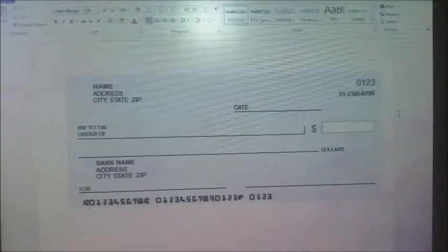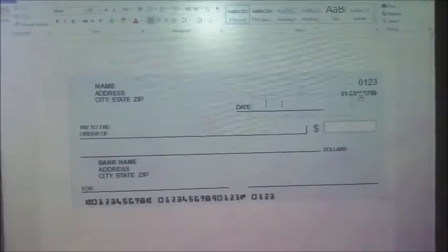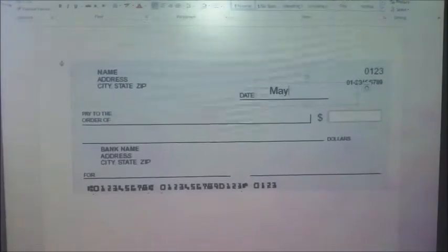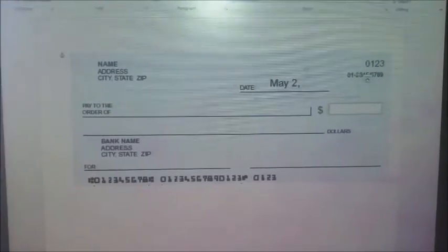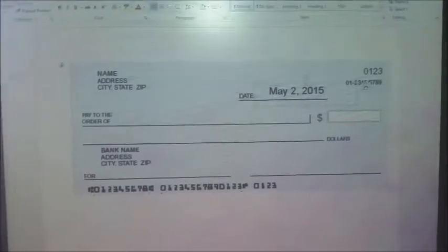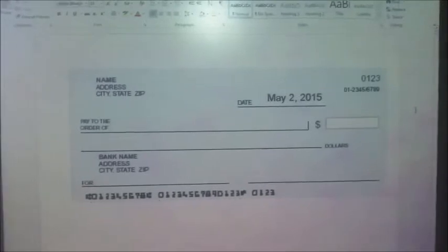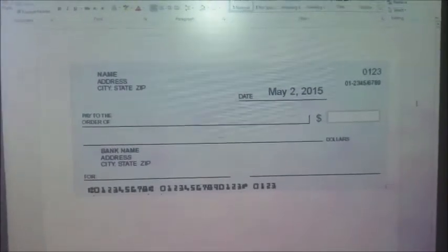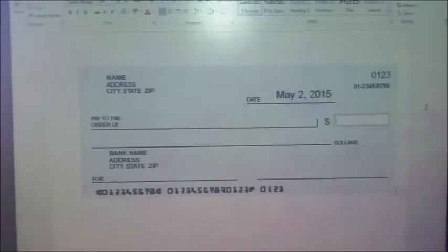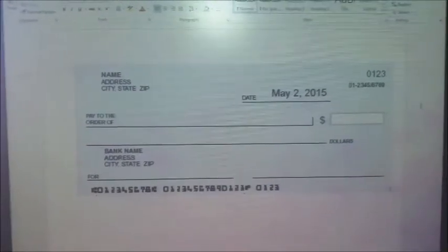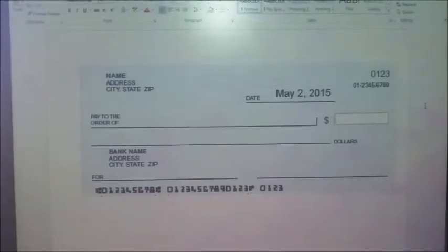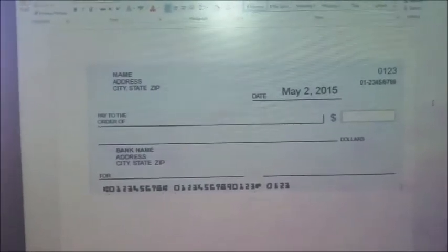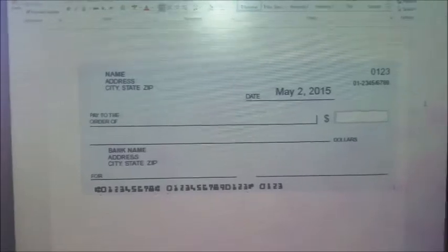The first part of the check is the date line. This is where you will write the day that you are writing the check. So we're going to write today's date, which is May 2nd, 2015. Sometimes the check can be backdated, which means it can be cashed on the date that you write. So for instance, if I don't want this check to be cashed until June 2nd, then I would write June 2nd instead of May 2nd. This will tell the bank on what date that the check can be cashed.